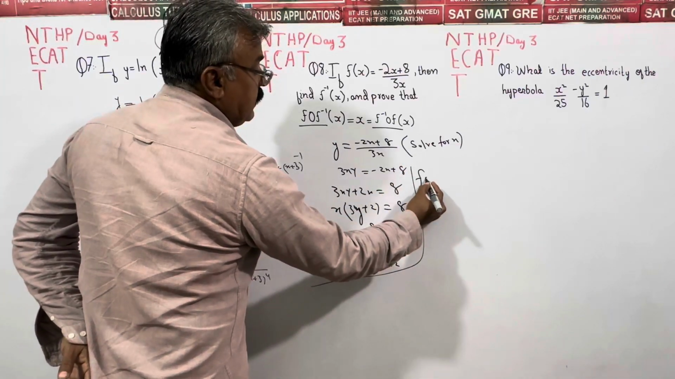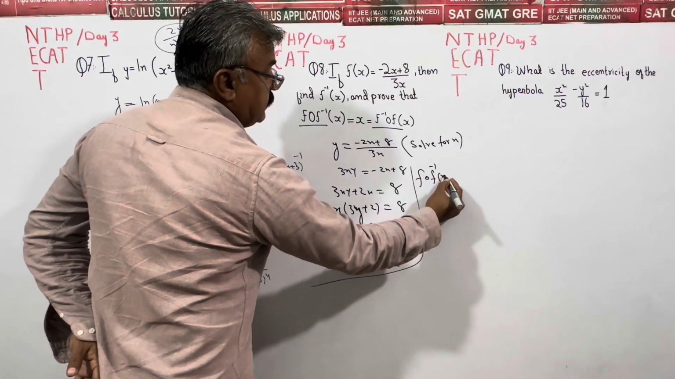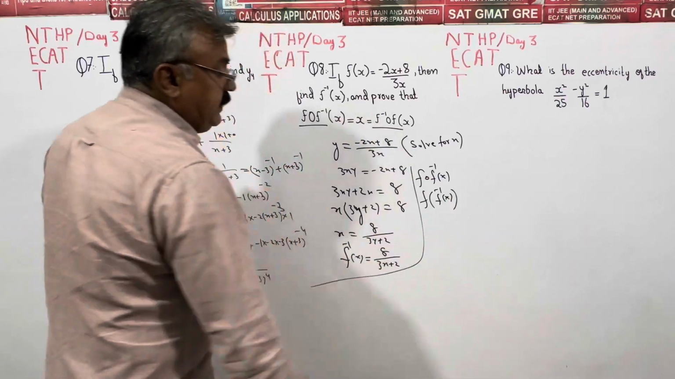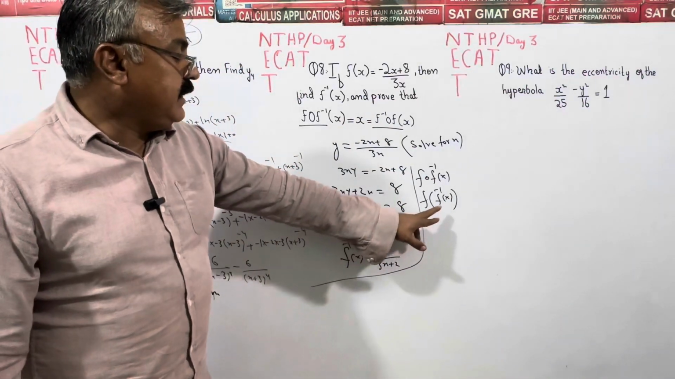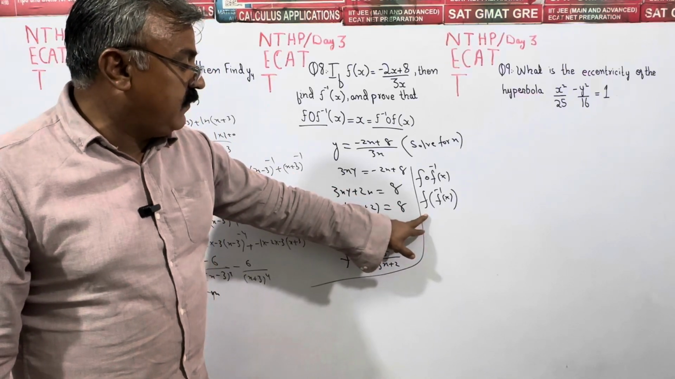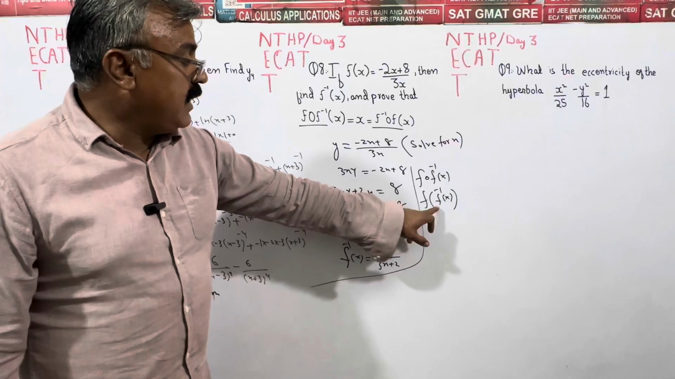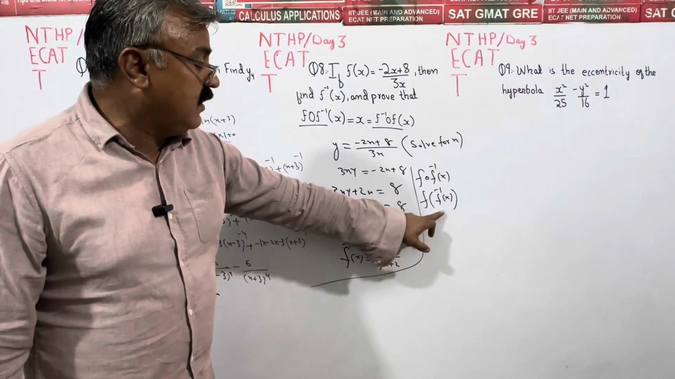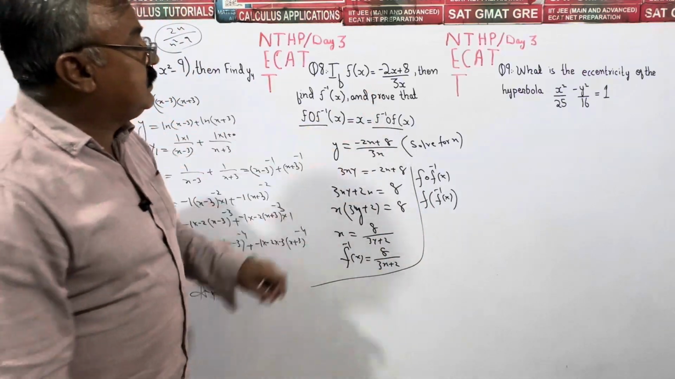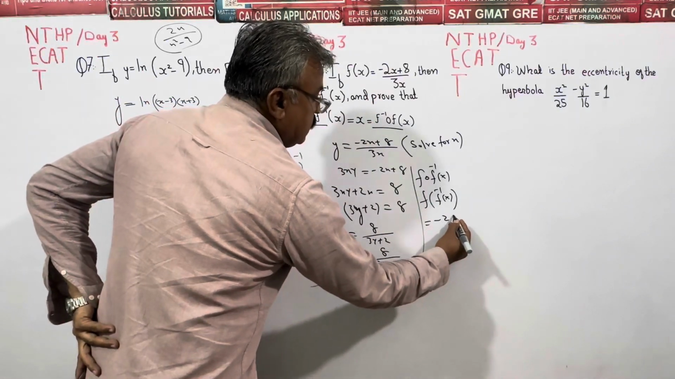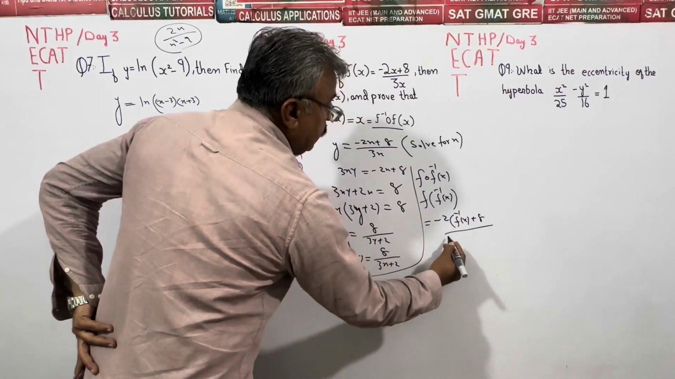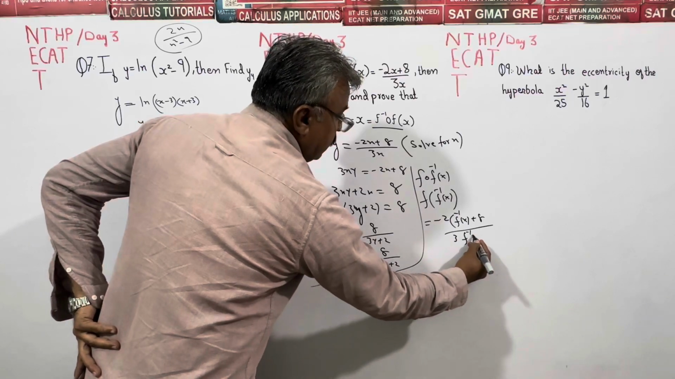Function and its inverse composition means f of f inverse of x. It means in the original function f, instead of x, put f inverse x. That's our function: 2 times f inverse x plus 8 over 3 times f inverse x.